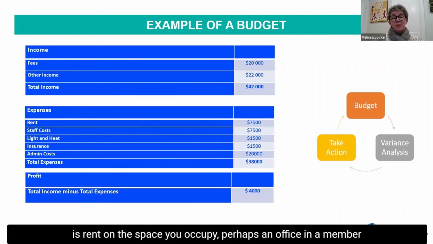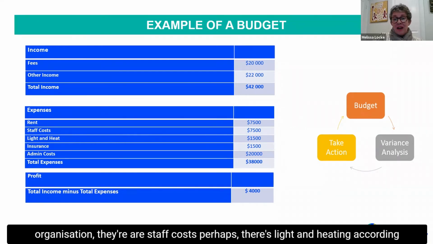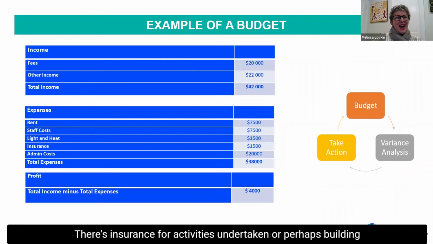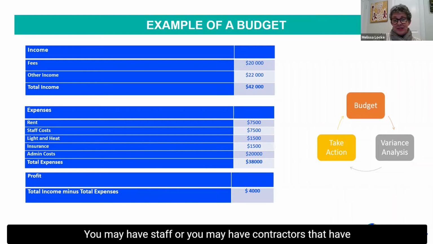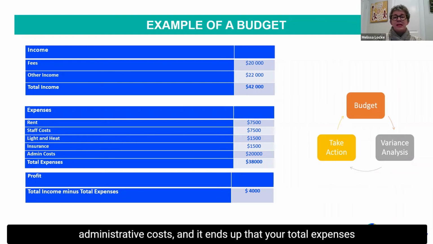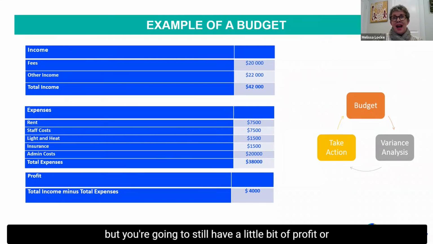But there is rent on the space you occupy, perhaps an office in a member organisation. There's staff costs, perhaps. There's light and heating, according to where you live. There's insurance for activities undertaken, or perhaps the building or equipment. You may have staff, or you may have contractors that have administrative costs. And it ends up that your total expenses for the year are $38,000, but you feel comfortable with your budget that you're going to still have a little bit of profit or surplus.